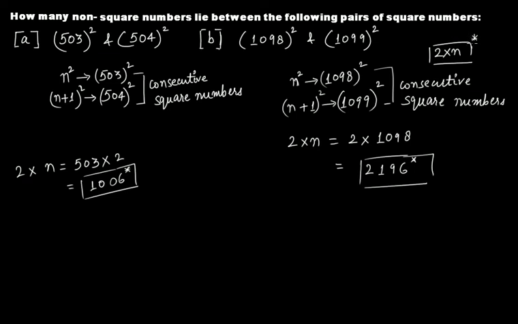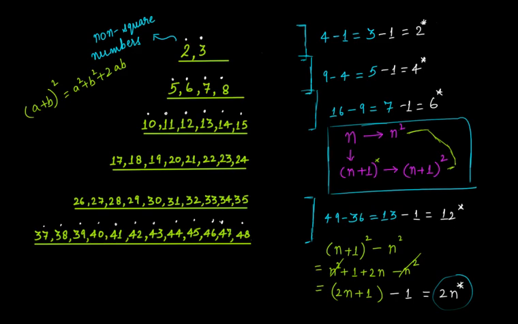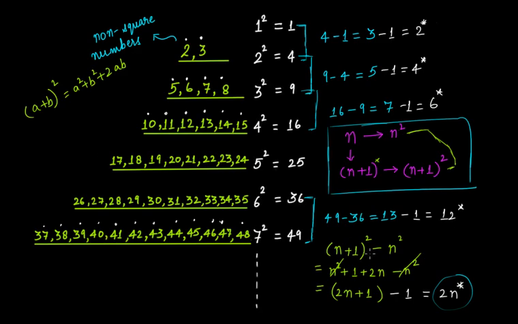Remember, this formula is valid only when you are taking two consecutive square numbers. It's not true for two non-consecutive square numbers, right? So if you haven't watched that video where we discussed the theoretical portion of this property, then this will be tough for you. But if you have watched it, it's really a piece of cake for you.